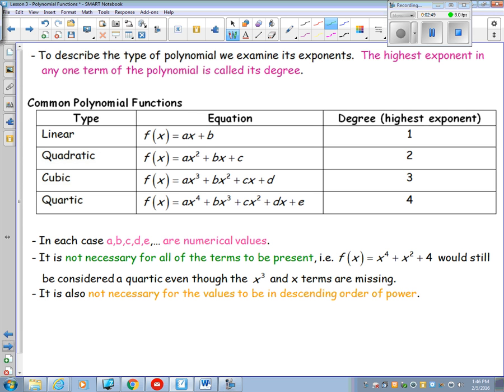To talk about what type of polynomial something is, we need to look at its degree. The degree is the highest exponent in any one term. So the ones we just did a second ago, linear, the highest exponent in this first one right here would be a power of 1. So the degree is 1. A quadratic, degree of 2. Cubic, degree of 3. Quartic, degree of 4. They may have other exponents in them, like the quartic one has a 4, a 3, a 2, a 1, and a none.